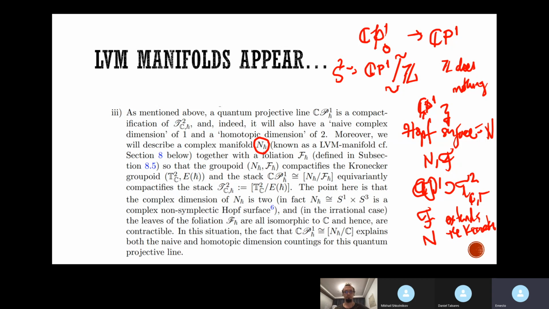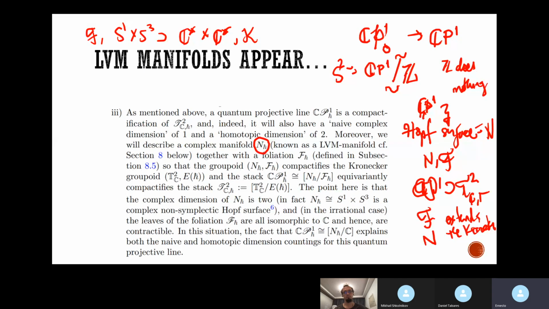Now, notice that S1 cross S3 contains C star cross C star. So think about it: S1 cross S3 contains C star, and this has the Kronecker foliation and extends the Kronecker foliation. But with S1 cross S3, you are forced to go to a non-algebraic manifold, but in the language of a complex manifold, a language that contains the exponential symbol.